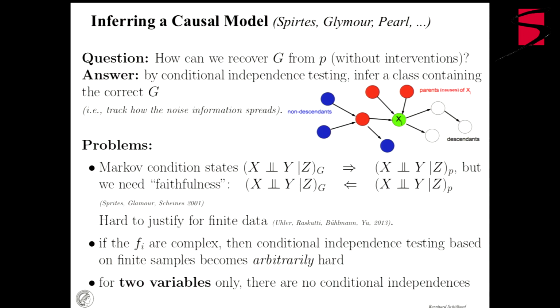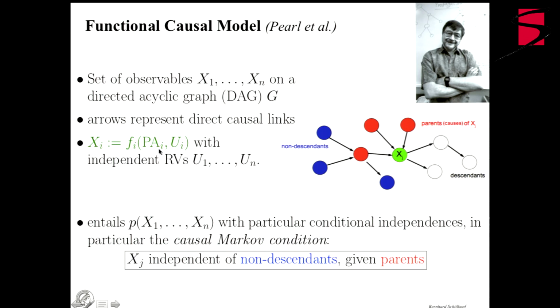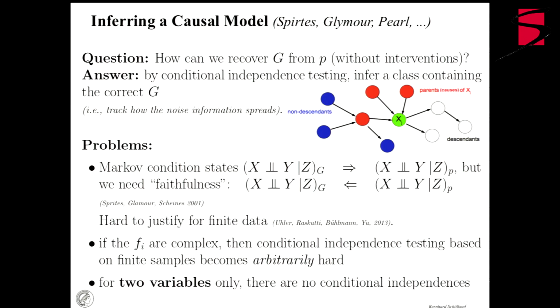A second problem that maybe is obvious to someone who comes from machine learning or statistics is about the functions sitting on these nodes. I should have told you, each variable is a function of its parents and an independent noise. It could be a different function everywhere. These functions could be very complex. Now, if these functions are complex, then conditional independence testing, which is something we have to do to solve this problem, based on finite samples, becomes arbitrarily hard. So we can't really assume that this can be done because it's really arbitrarily difficult.